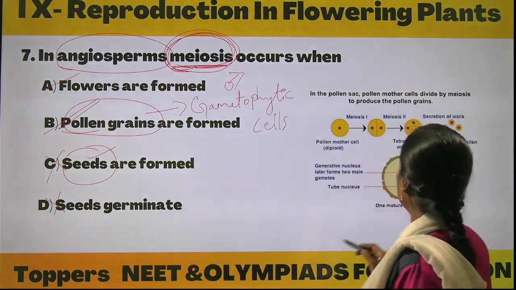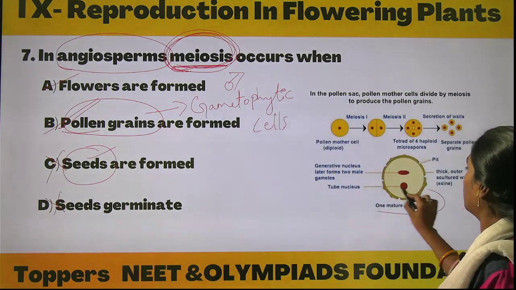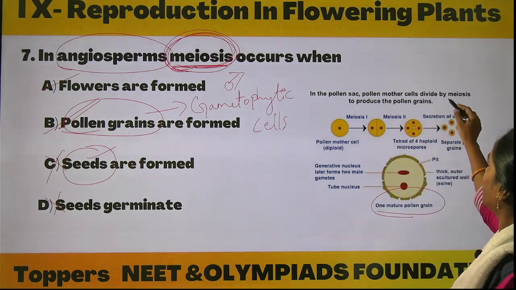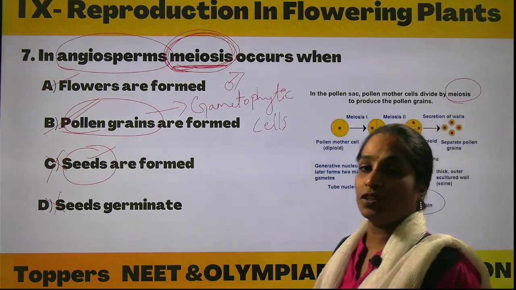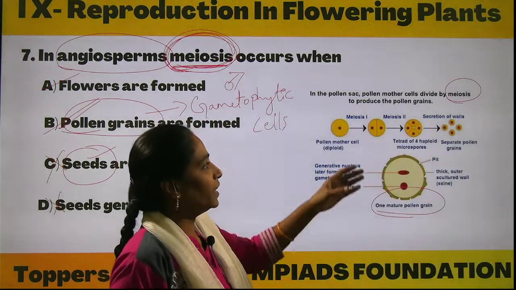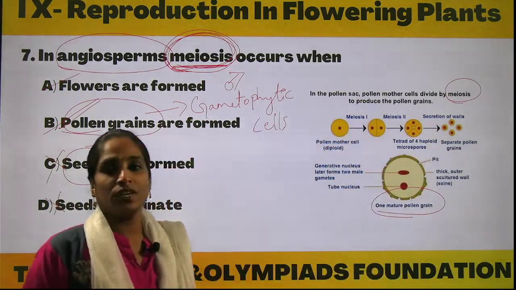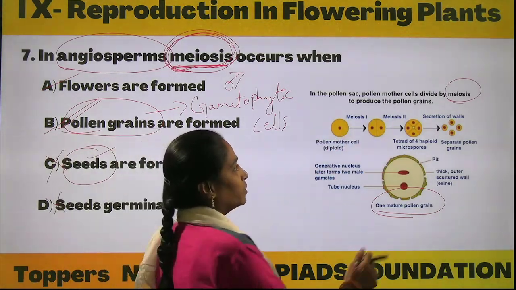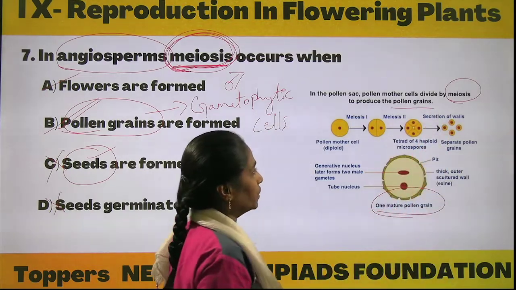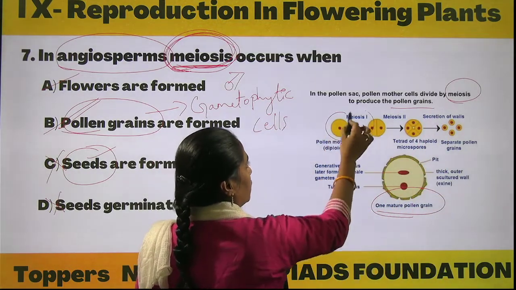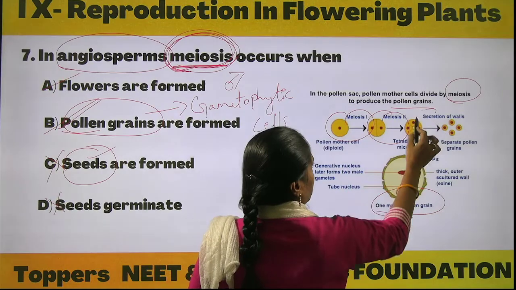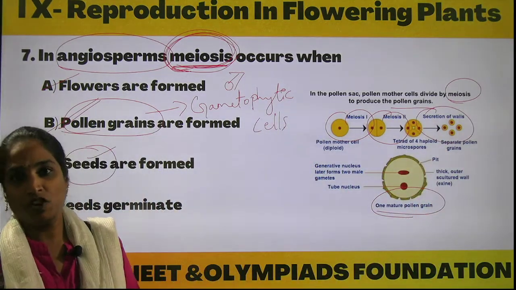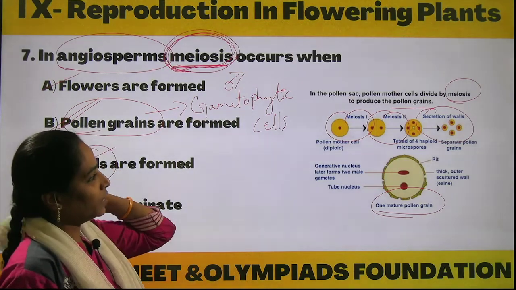Hope you all understood. One mature pollen grain we can observe in the pollen sac. The pollen mother cells divide by which division process? During the formation of the male gametophytic cells we can observe the cell division called meiosis, to produce the male gametes called pollen grains. This is meiosis 1 to meiosis 2, and we can observe the formation of a tetrad. 4 sporangia can be formed in the male gametophytic cell, pollen grains.